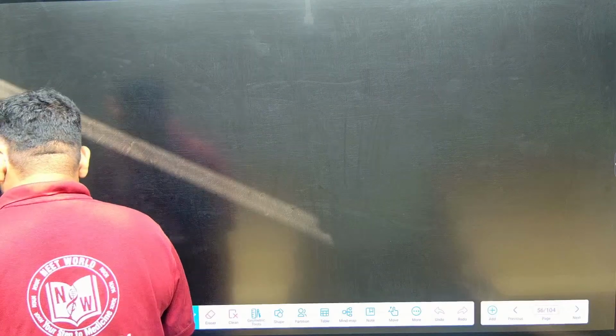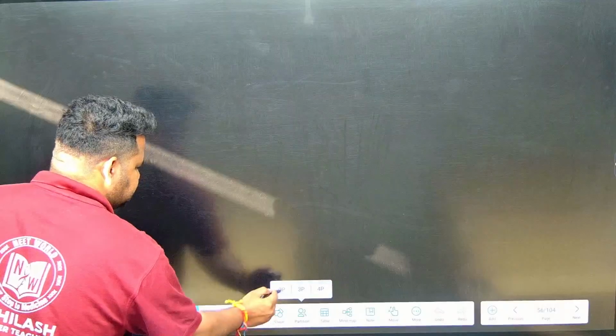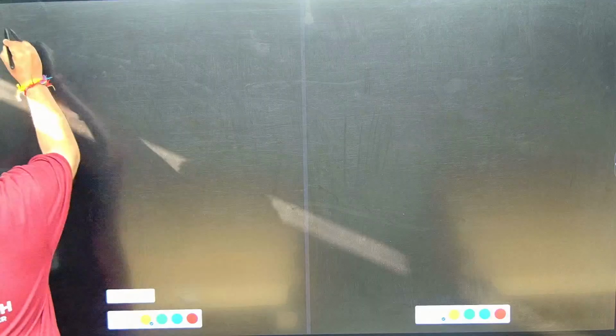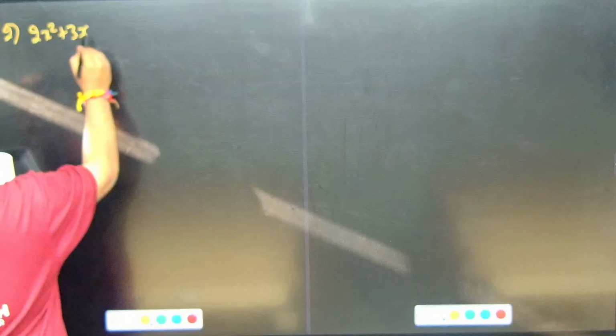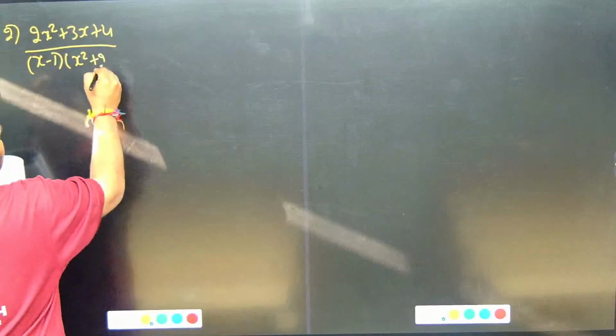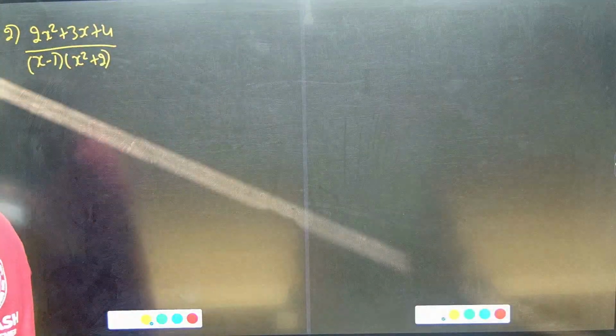The question that is given is a very simple question, same method as the previous one. Observe carefully. So, the question that we have is the second question. What do we have? 2x square plus 3x plus 4 divided by x minus 1 into x square plus 2. This we have to resolve into partial fractions.